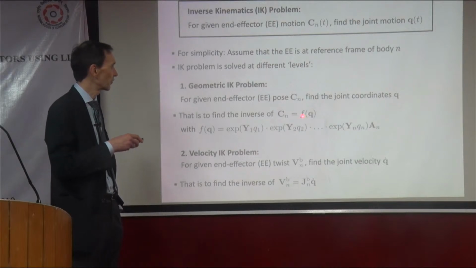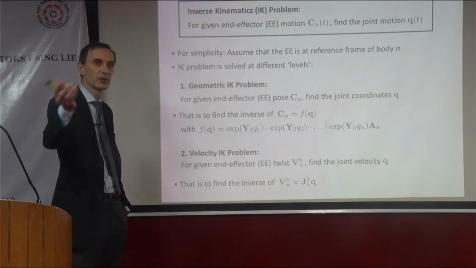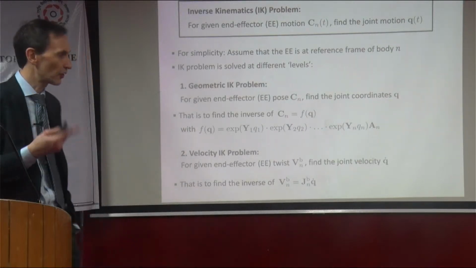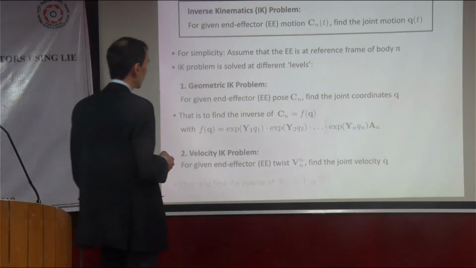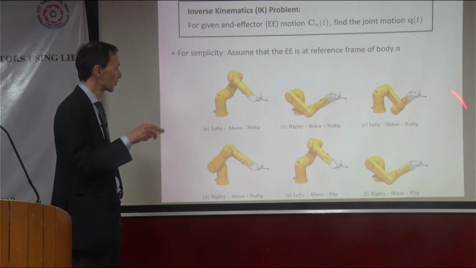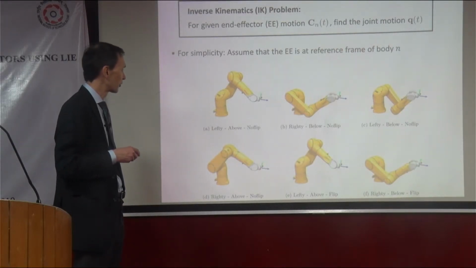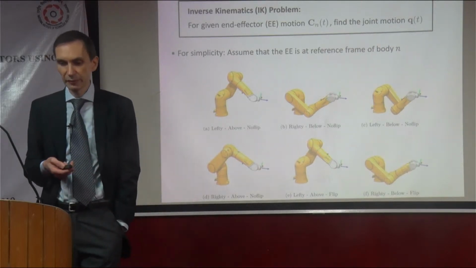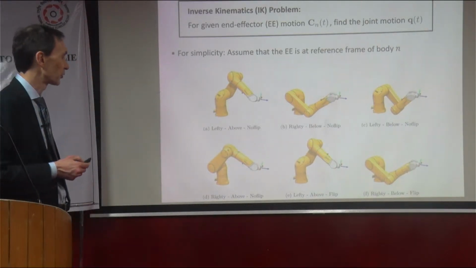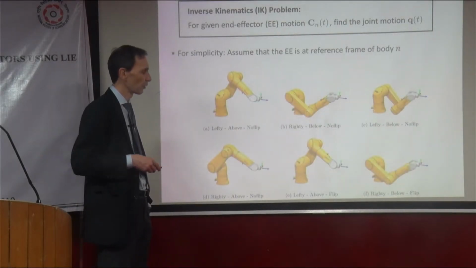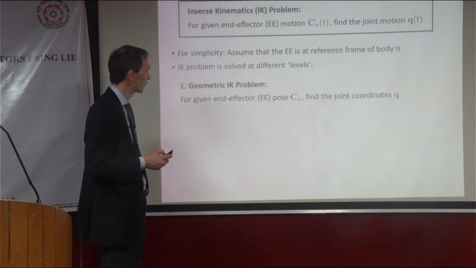Essentially, we have this product of exponentials, and this is a function of q. It takes the joint coordinates and gives you the end effector pose. And now you're asking, what are the joint coordinates that would give you the end effector pose that you're aiming at? As you see here for an example, for a 6-degree-of-freedom robot, this is not unique, and this is certainly giving you a bit of a headache. The question is how to do it, and this non-uniqueness problem remains for whatever we do.